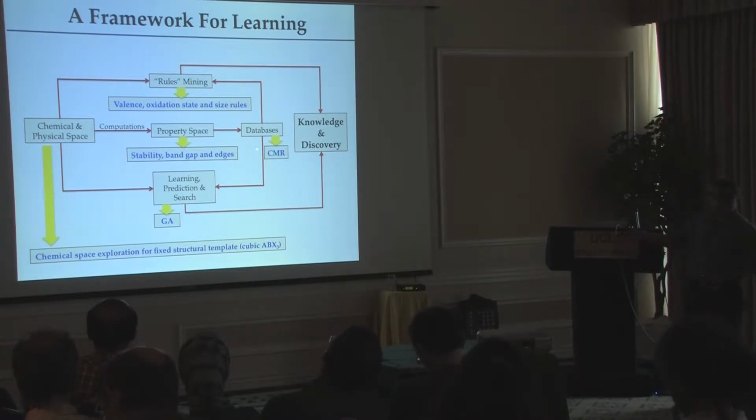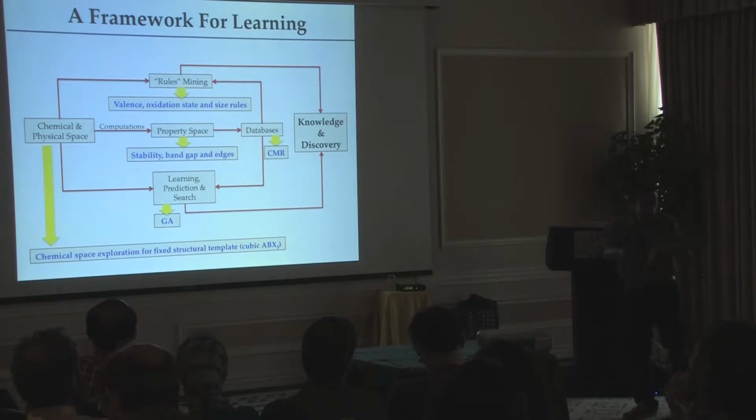The database, as I mentioned earlier, is within the Computational Materials Repository. They mine for rules based on valency, oxidation state, and size. And they use a genetic algorithm to do their learning and predictions, and to seek and find the answers quicker. Right? So that's an example.